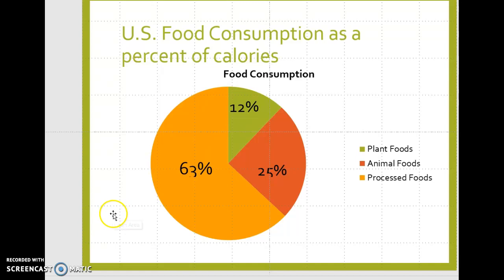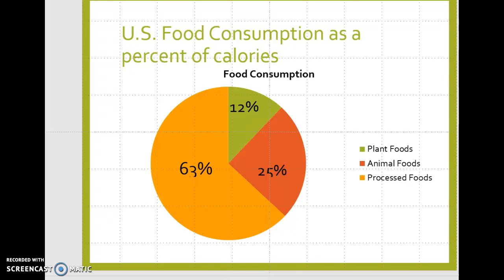What's causing the obesity? What are all of our calories coming from? Largely processed foods, very little plant foods, and 25% animal food. Animal foods tend to be higher in fat, so there's a higher calorie content, but really it's the processed foods, the refined sugars and refined flours, that are our biggest calorie consumption.